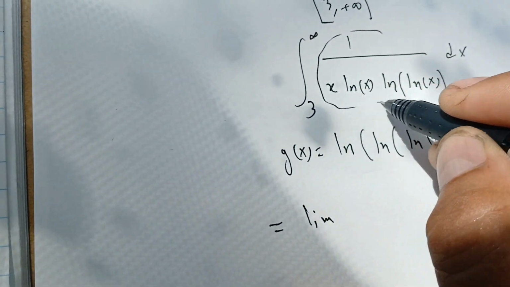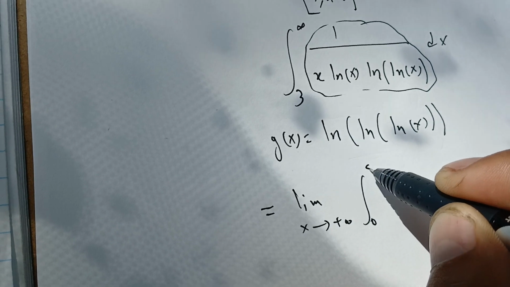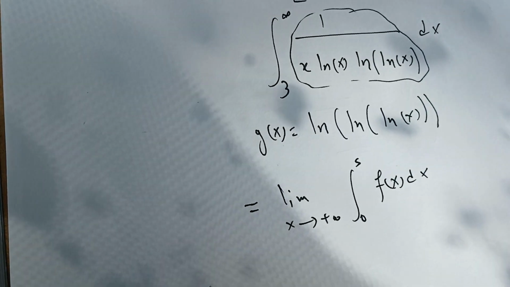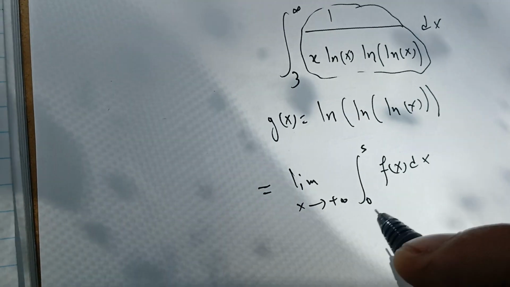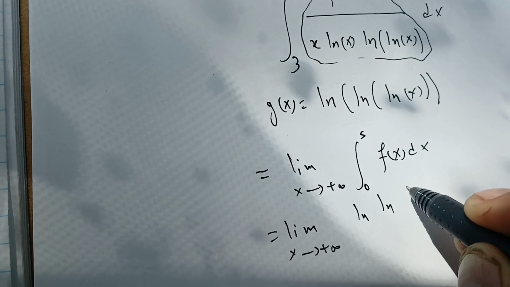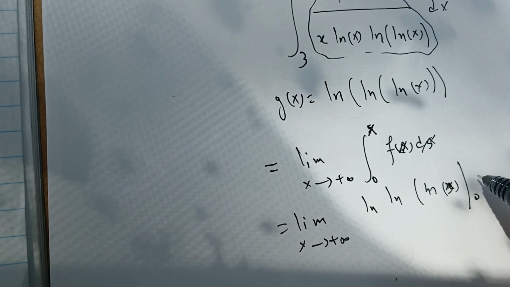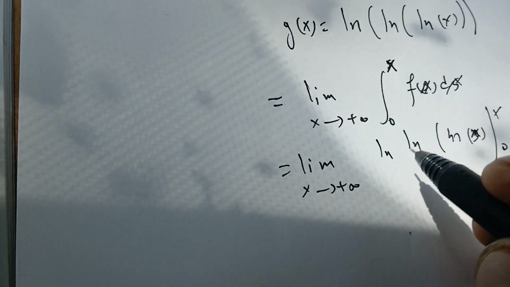Therefore, by definition, let's call this one f of x, this integral is the limit as x goes to infinity of the integral between 3 and x of f of s ds. Okay, but now a primitive is this one, so I have the limit as x goes to infinity of ln ln of x. Well, let me call the variable s here, f of s ds, and let me call the upper limit x, to make it easier and standard.